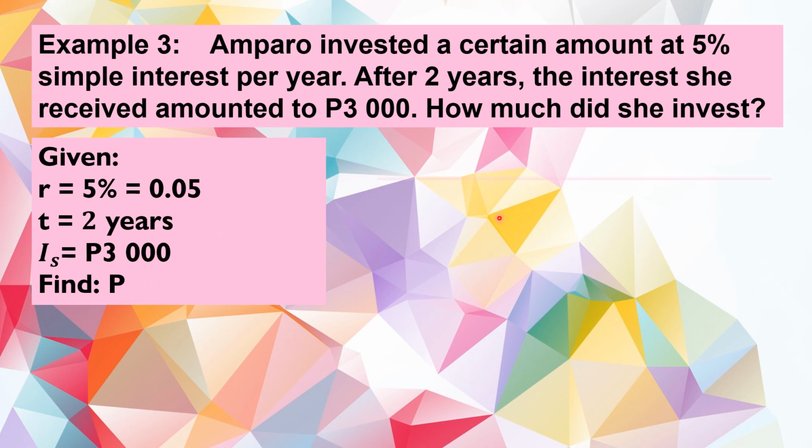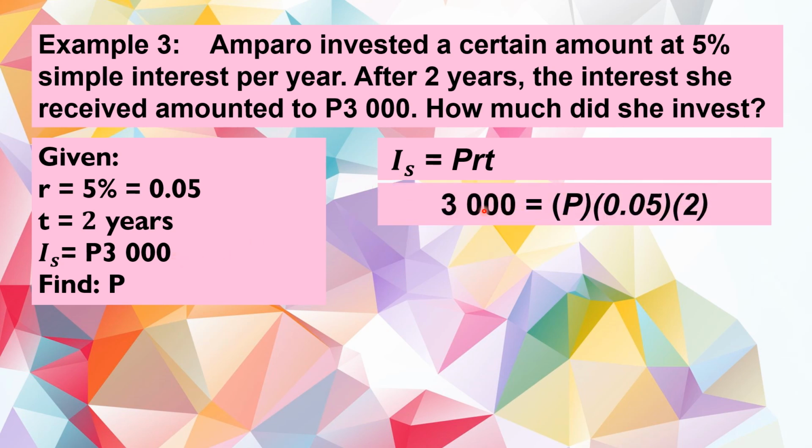Using the formula of simple interest, let's just substitute the given values. Our I sub s is 3,000, and then P is missing. Then our R is 0.05 times our time is 2. Multiplying these 3, we have 0.1 P. Then, just copy 3,000 and the equal sign.